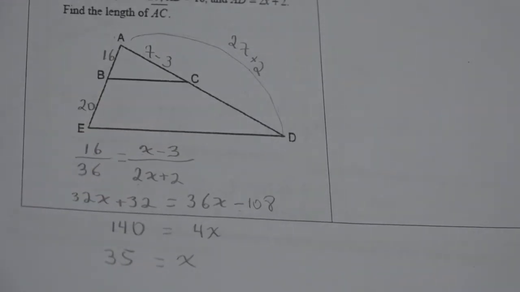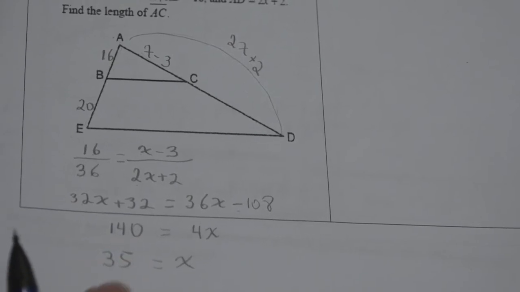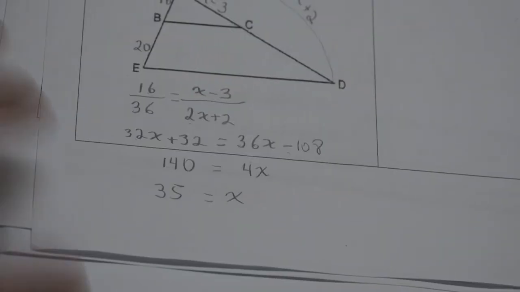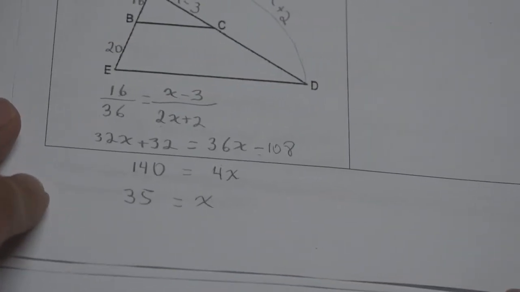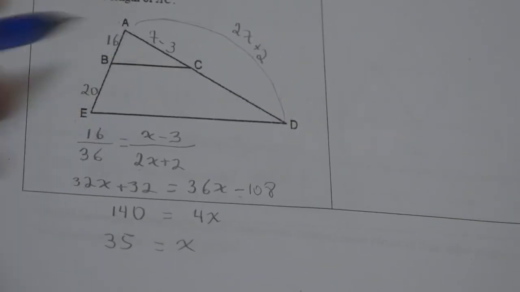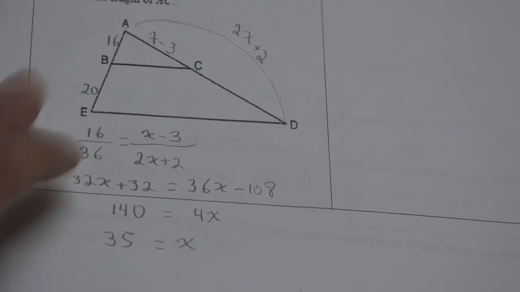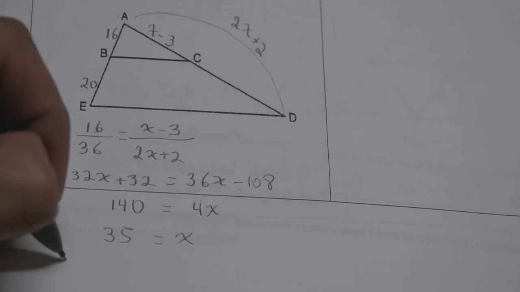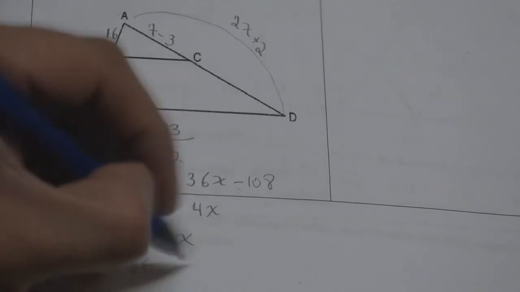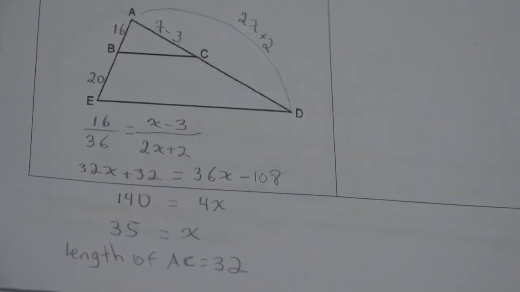And you know my usual question. So this is the answer. I always ask if this is the answer because it usually is not. Remember what they asked you for. They asked you for the length of AC. They asked you for this length right here. So if x is 35, then 35 minus 3 is 32. So you're right. Okay? Length of AC equals 32. That's how you do it.